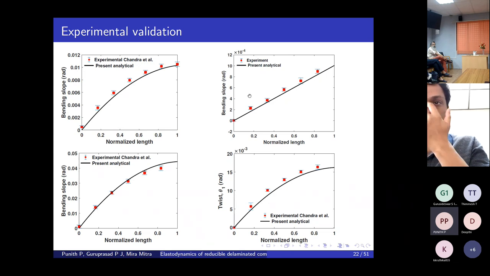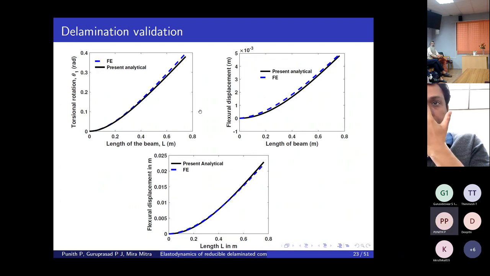The top two shows, the first one shows the bending response of a box beam under a bending load, and the right one shows the bending slope under a torsional load. So we can see that the couplings in box kind of beams are captured to a very good approximation compared to experimental. Again, these are two different box beam loads under different loading conditions.